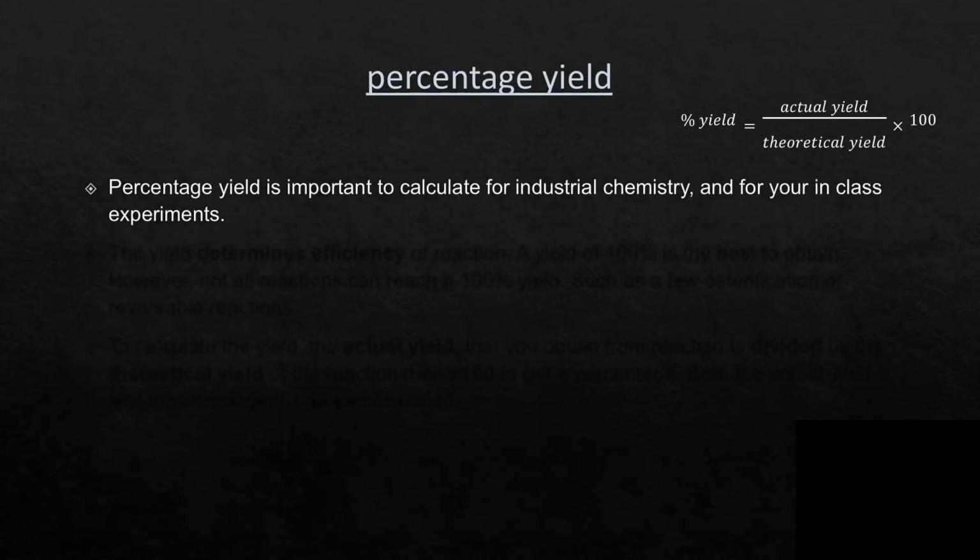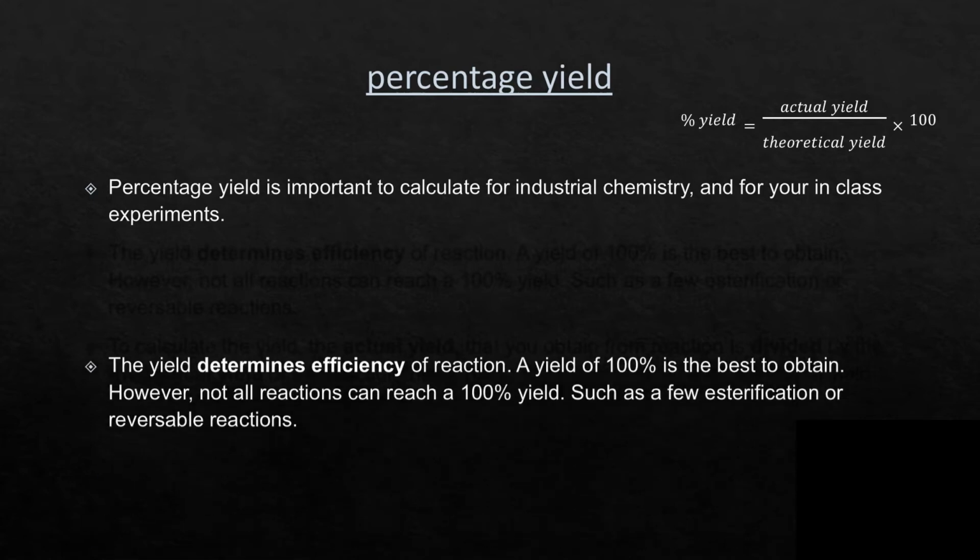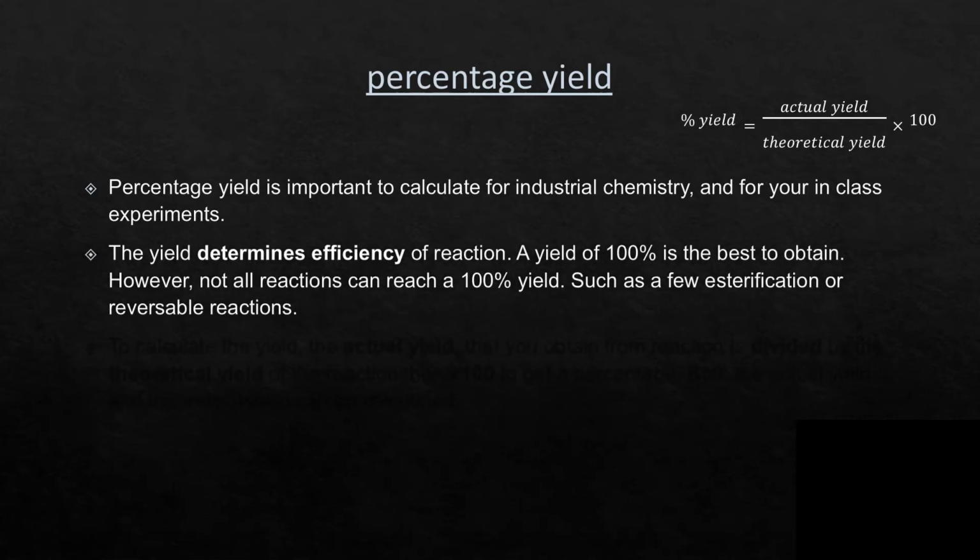Percentage yield is important to calculate when you're doing your class experiments. This is because the percentage yield determines efficiency of a reaction. If a yield is 100%, it is the best to obtain. However, not all reactions can yield 100%, such as a few esterifications or reversible reactions.